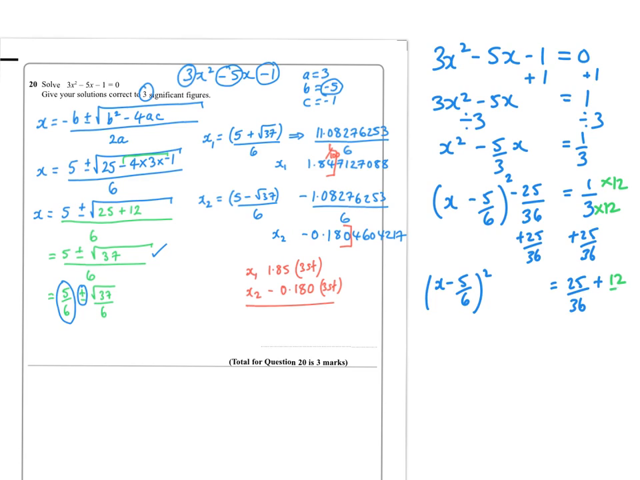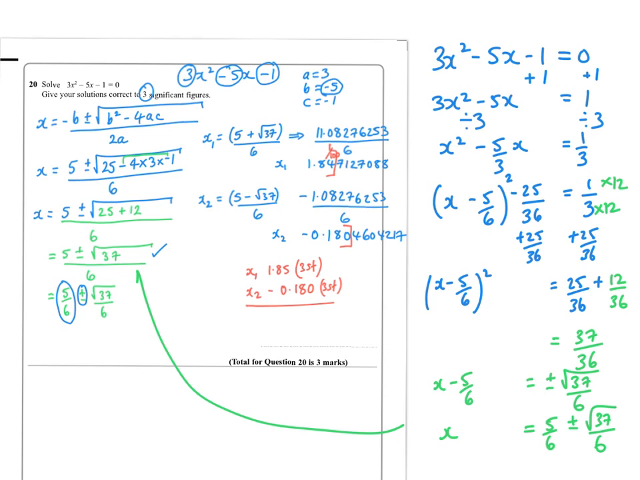So you'd have 12/36, and there you get your 37 coming in. And now you can square root both sides, so you'd have x minus 5/6 is plus or minus the square root of 37/6, and then just add 5/6 to both sides. So you'd have 5/6, which is the line of symmetry, plus or minus root 37 over 6, which is what we had over here. So it's really up to you how you want to do it, but when you get to here, you're still going to have to decimalize anyway.